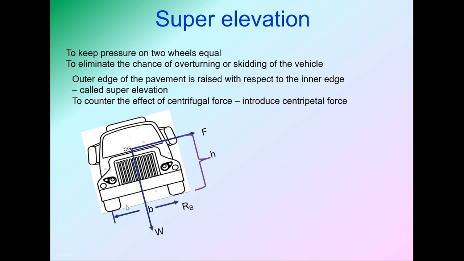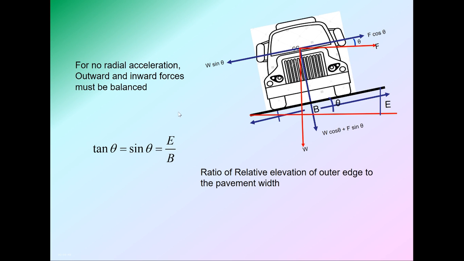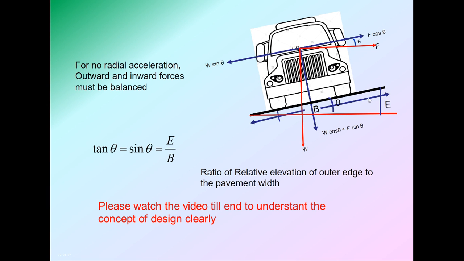So if you tilt the vehicle and you provide pavement in this manner, or you can say you tilt the pavement and place the vehicle so that it is tilted on a horizontal curve, so that a part of gravity is acting towards the center of the horizontal curve. So if you take this figure, this is the pavement now, which is tilted at angle theta, and let us say capital B is the pavement width, and total rise of the outer edge with respect to the inner edge is capital E.